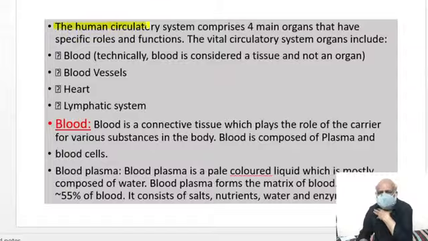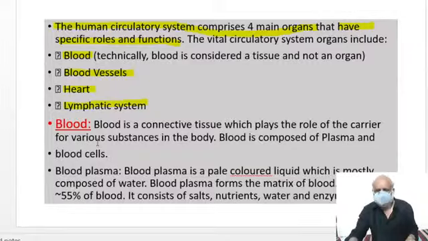The human circulatory system comprises four main organs that have specific roles and functions. The first one is blood, second, blood vessels, third, heart, fourth, lymphatic system. As we know, blood is a connective tissue which plays the role of the carrier for various substances in the body.